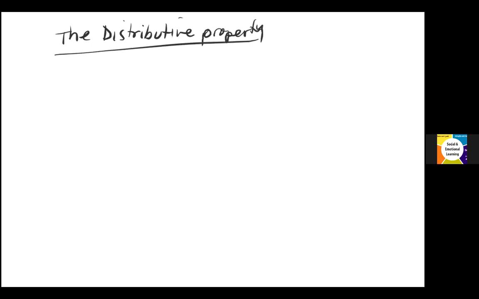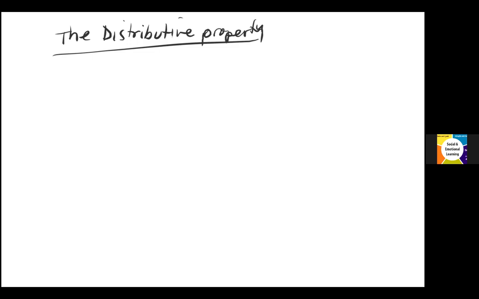Okay, the distributive property. Has anybody heard of the distributive property before? I have heard of it. What is it? Can anybody explain it in words? It's okay if you can't. No, it's good that you've heard of it.